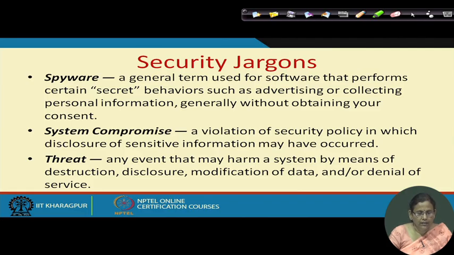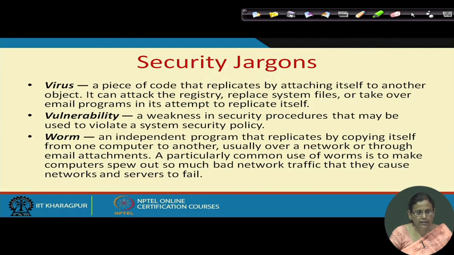Then another associated term is system compromise. It is the violation of the security policy in which the disclosure of sensitive information may have occurred. Then the next term is a threat. Any event that may harm the system by means of destruction, disclosure or modification of data and/or denial of service is called a threat.